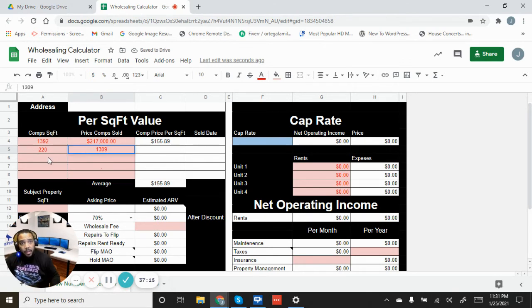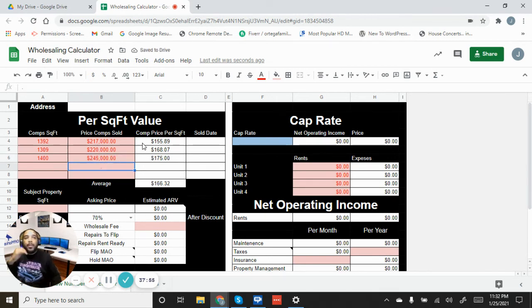1309. Oh wait, I flipped those, didn't I? 1309. Sorry guys, it's kind of late. I'm working on fumes here, so give me a second. 220. Bear with me. There you go. All right, and the third one sold for 1,400 square feet and 245. You guys see the time, right? Again, working on fumes here. I apologize. All right, cool.